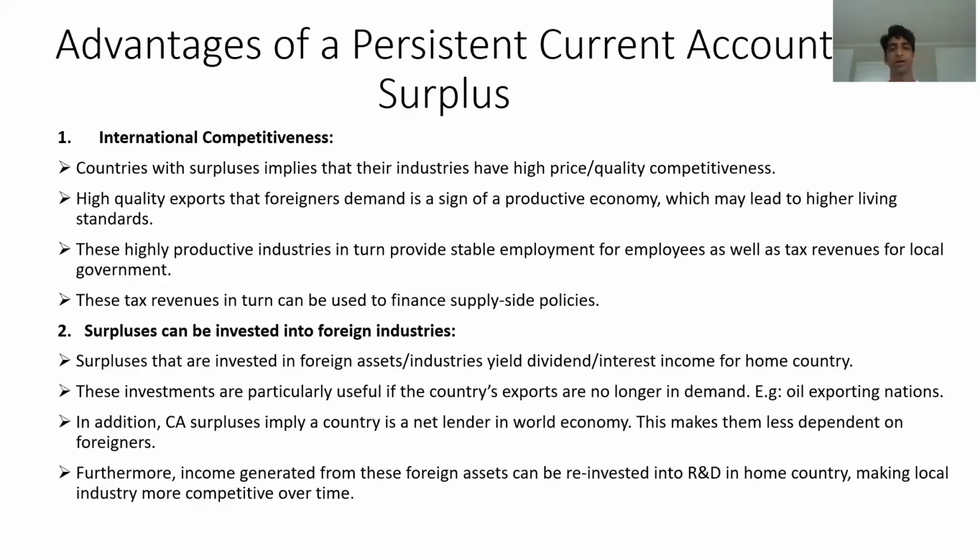In addition, the current account surpluses imply that the country is a net lender in the world economy. And in effect, that does make you less dependent on foreigners. That means that foreigners don't have as much control over your economy and therefore how it performs. And in fact, the opposite might be true. It might mean that you can leverage that for more power over other economies.